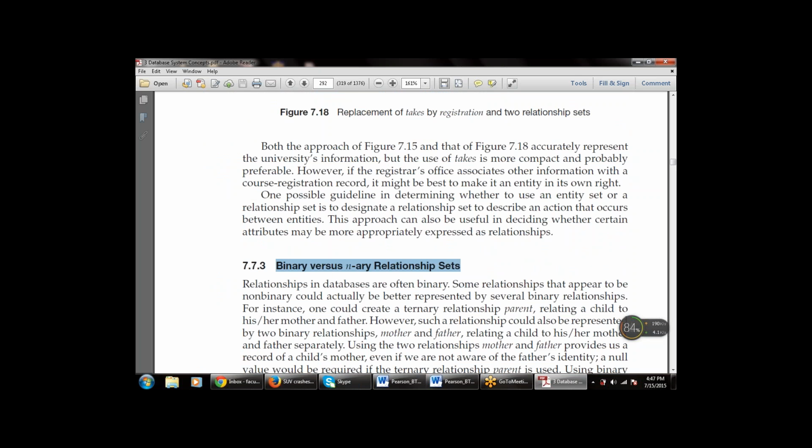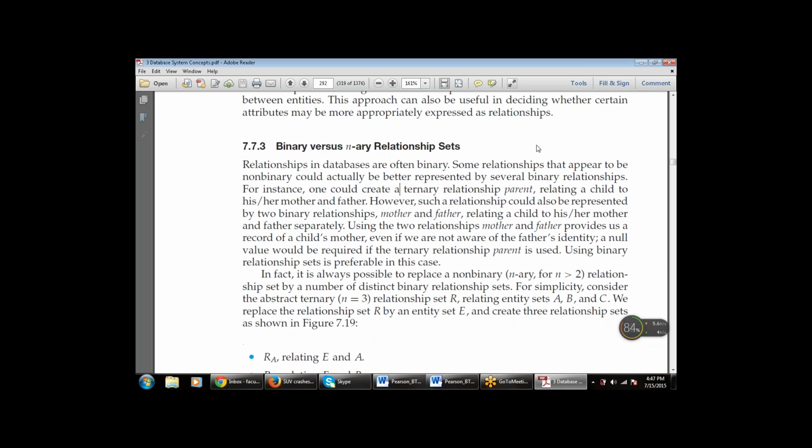Then next is binary versus n-ary relationship sets. The next issue is what is the difference between the binary relationship sets and the relationship sets that are available in binary terms, and what are the various issues with the binary term. Relationships in database design are often binary. Some relationships that appear to be non-binary can in actuality be better represented by several binary relationships.